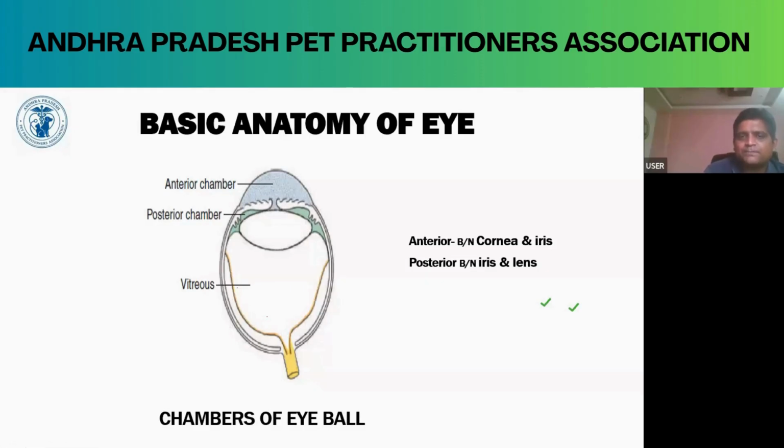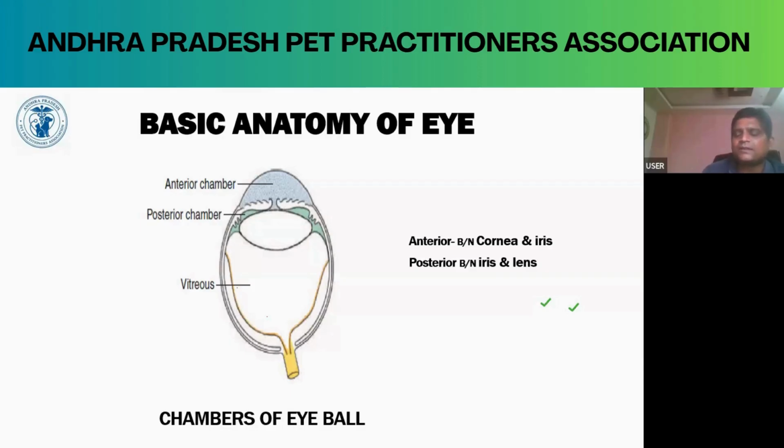Whereas the space between the iris and the lens is the posterior chamber, which also contains the aqueous humor, but it occupies very little space. So in both the anterior and posterior chambers, the aqueous humor will be present. It will flow from the anterior to the posterior chamber by the uveoscleral pathway or through the pupil, from one chamber to the other.